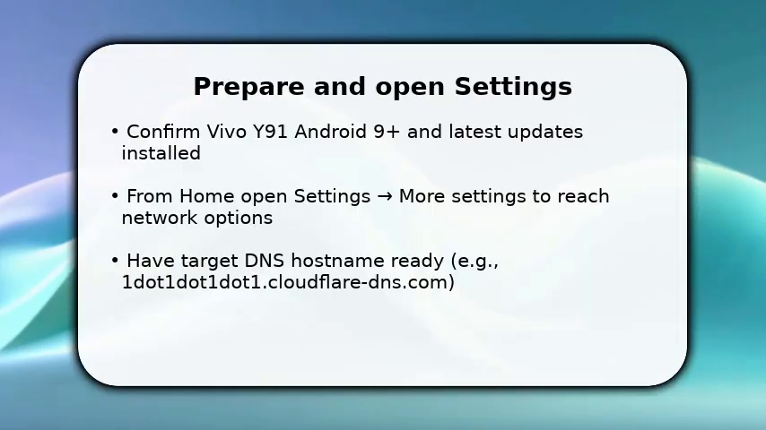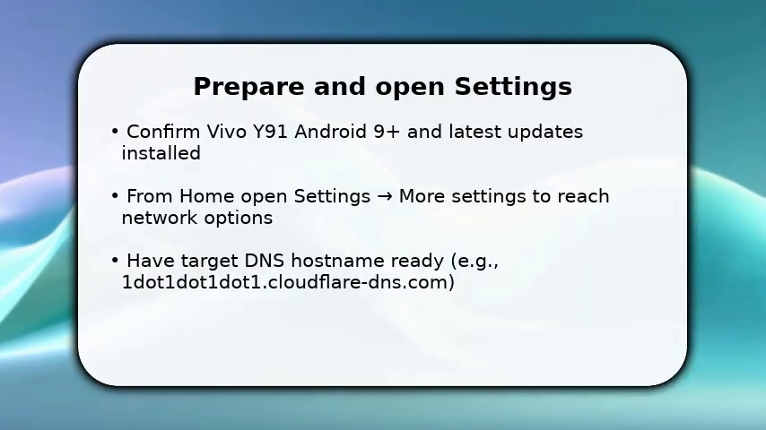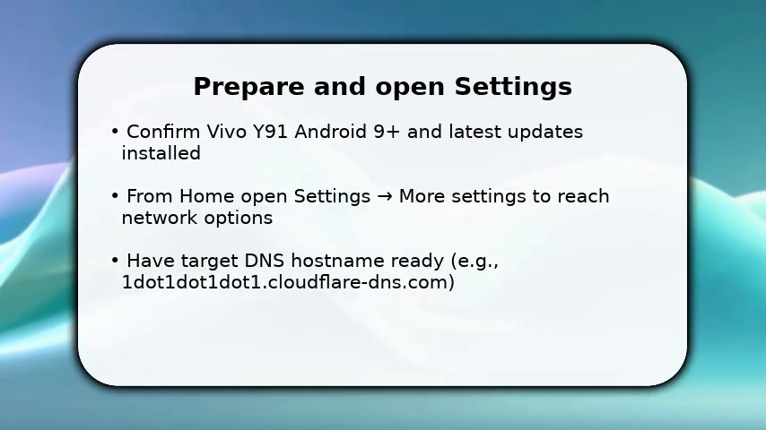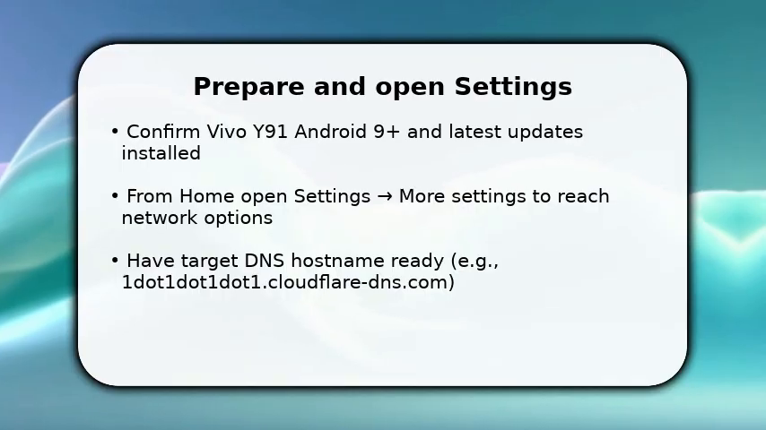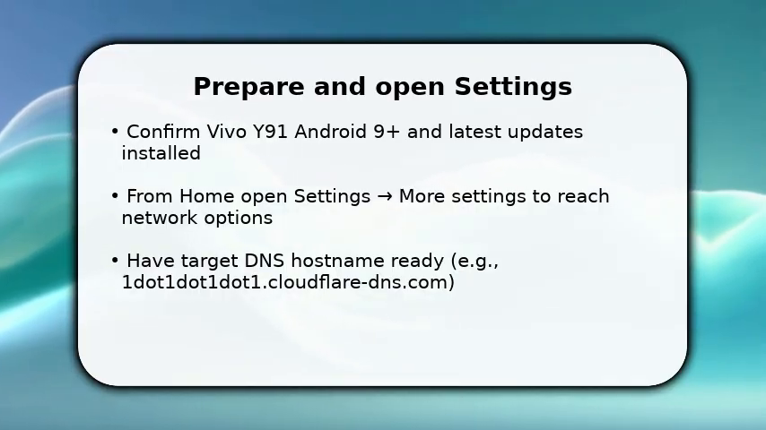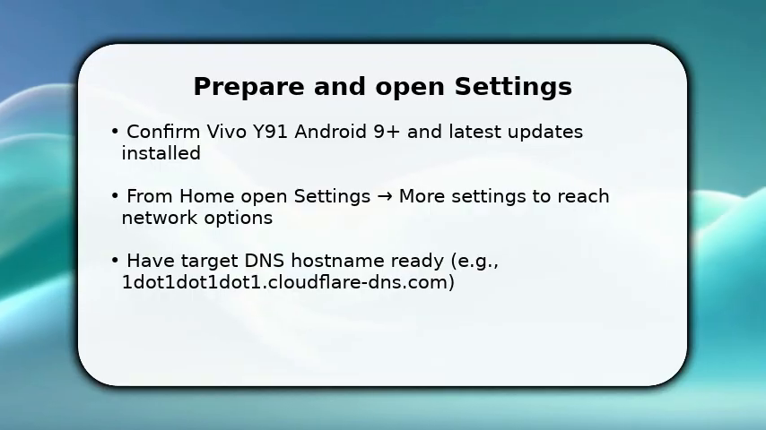You'll start immediately by confirming your Vivo Y91 runs Android 9 or later. Private DNS is only available there. Once verified, open Settings and go to More Settings to surface network controls.